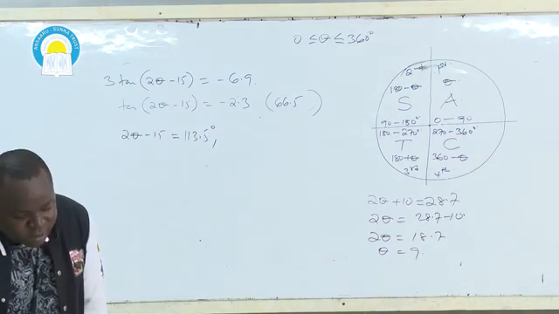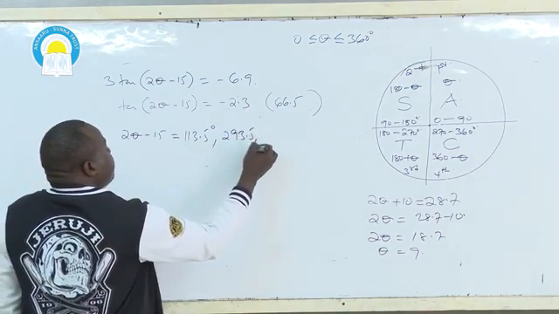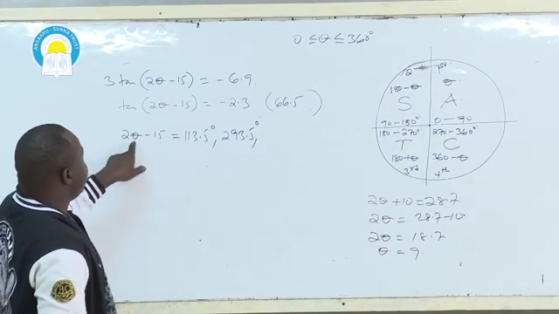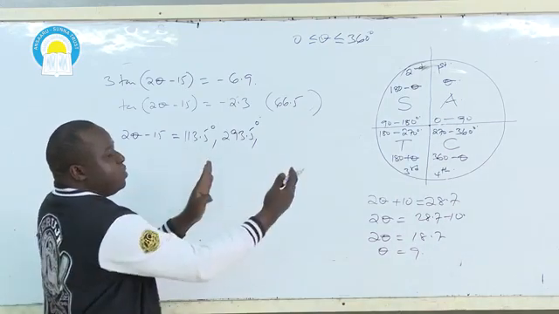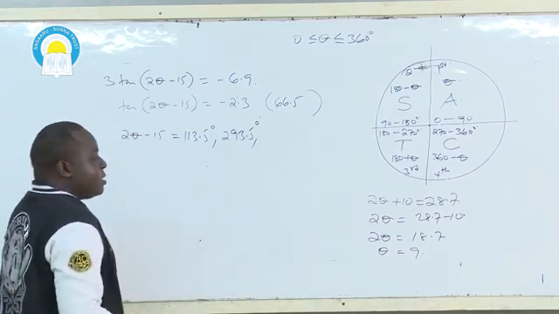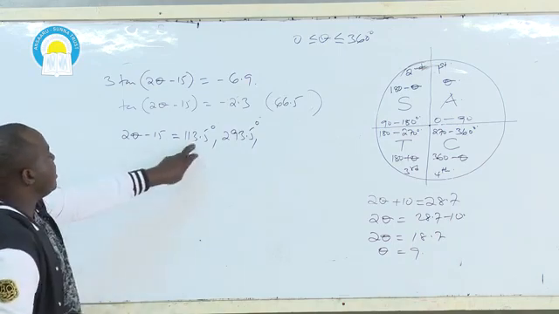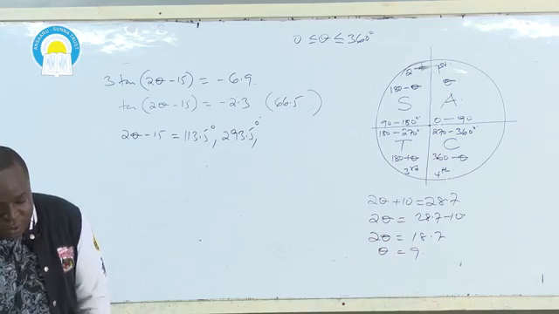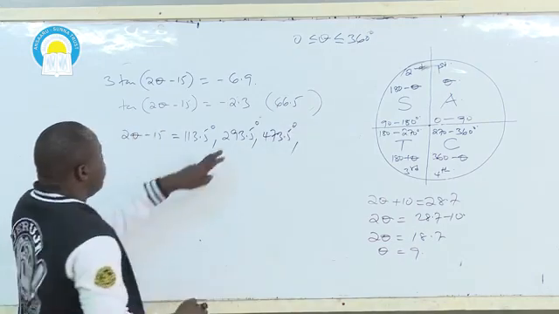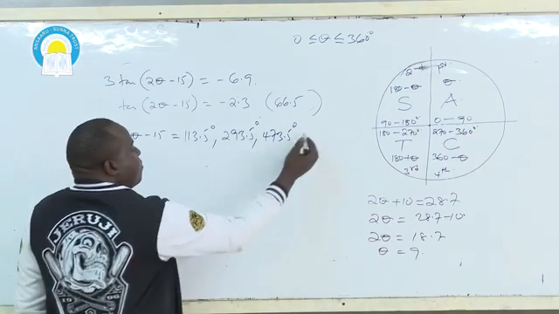And 360 minus 66.5 is 293.5. Once you get these two answers, remember this is 2 theta. The value for 2 theta should be between 0 to 720. So this is just between 0 to 360. So I need a pair of other two answers, which should be on every value. Let me add 360. So 113.5 plus 360 should give you 473.5. Then 293.5 plus 360 should give you 653.5.